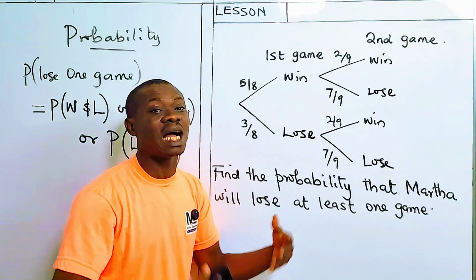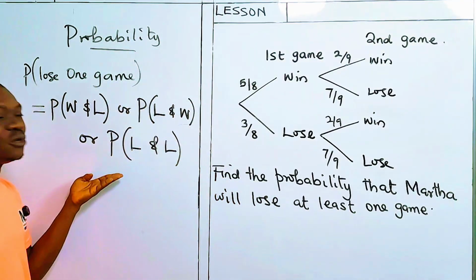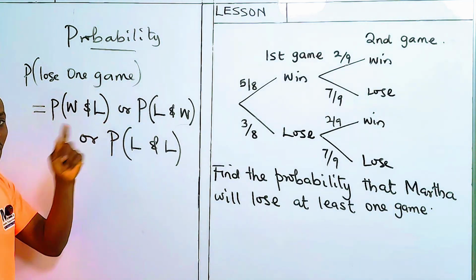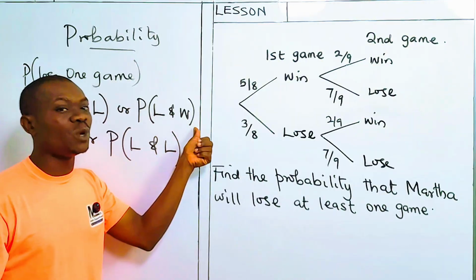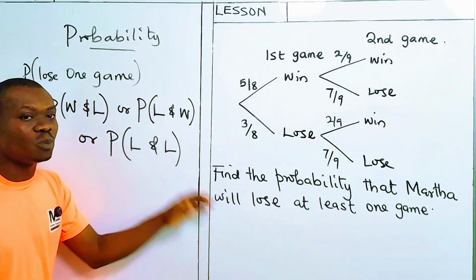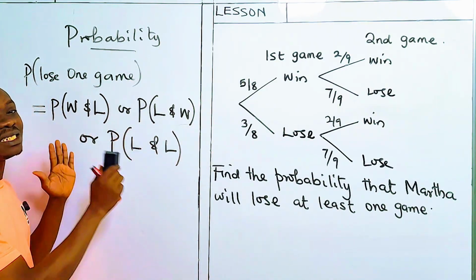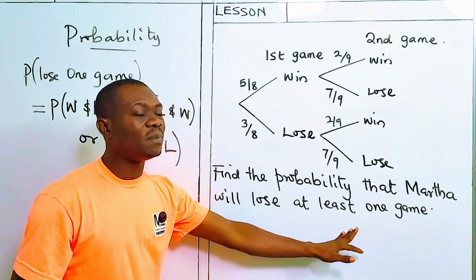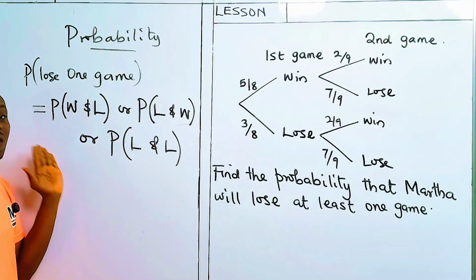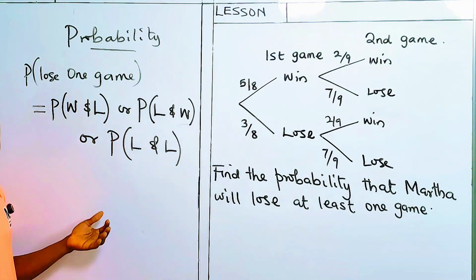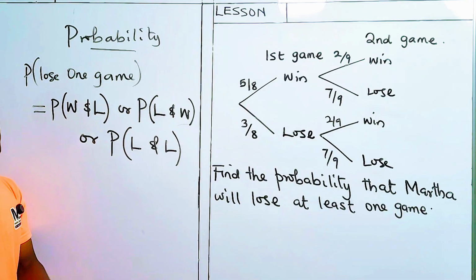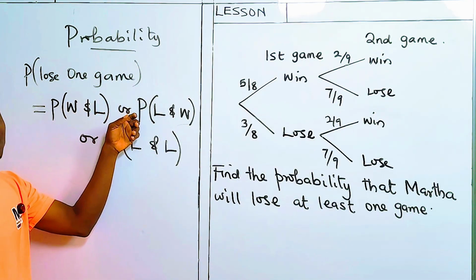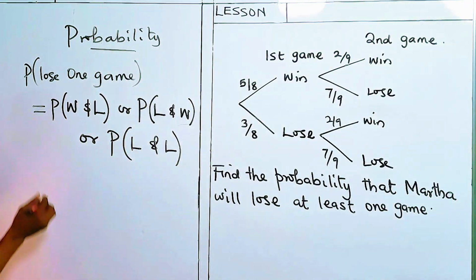Remember, at least one means she can lose both of them. So for at least one game lost, it is either she wins the first and loses the second, or she loses the first and wins the second, or she loses both games. This is actually the crux of the matter. Once you are able to interpret a probability problem and produce the different possibilities, you can apply your addition and product rules to get your solution. Wherever you see and, multiply. Wherever you see or, you add. Let's quickly finish up.